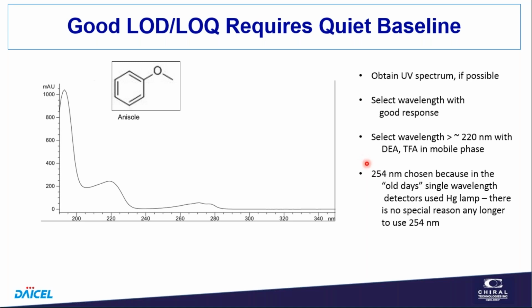With the deuterium lamp, 254 is not a special wavelength. There's no real reason to choose 254. It's just a historical wavelength, and people often choose it. In fact, for this compound, it would be a poor choice if we're trying to improve sensitivity because it has very poor absorbance. We probably want a wavelength around here.